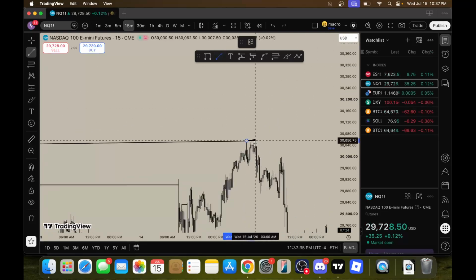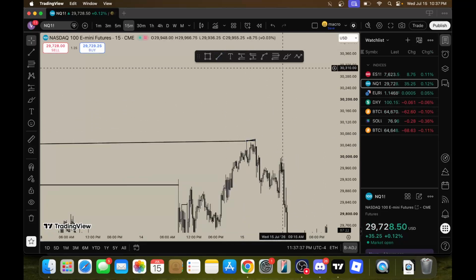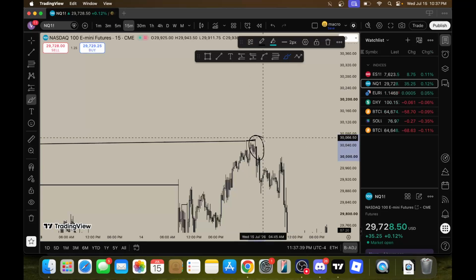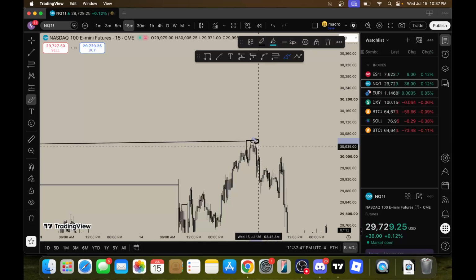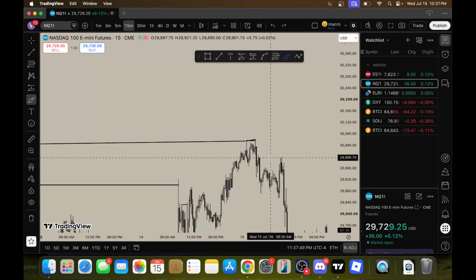So if you look at it, 3 a.m. is right next to London opening, so this is a really prominent manipulation, especially at these time sessions. When you have a time session manipulation like at 3 a.m. or 2:30 a.m. or 2:45, it's really prominent. Like for example, for New York AM, if you have one at 8:30 or 9:30, really good, really prominent.